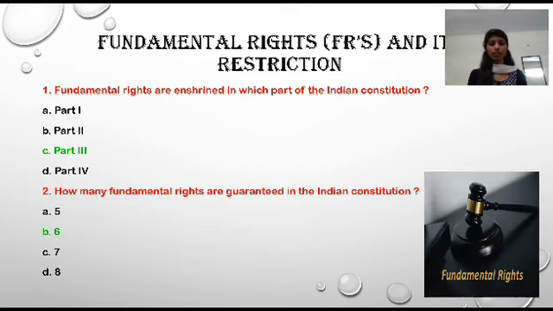And the next topic is fundamental rights and its restriction. The first question is, fundamental rights are enshrined in which part of the Indian Constitution? The options are Part 1, Part 2, Part 3 and Part 4. Part 3 is the correct answer. And the second question is, how many fundamental rights are guaranteed in the Indian Constitution? The options are 5, 6, 7 and 8. There are 6 fundamental rights.